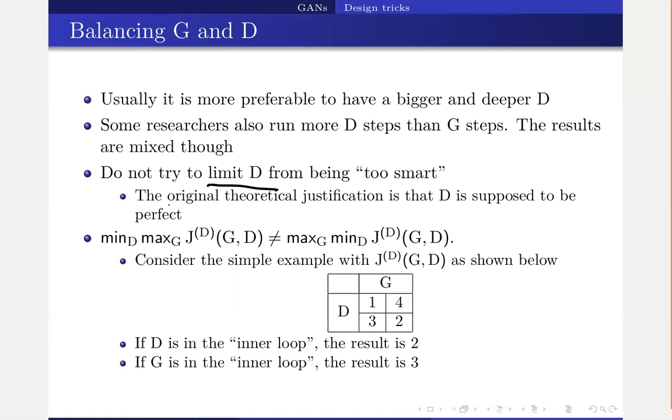Remember, the equilibrium we are interested in is actually the generator. We want the discriminator to be perfect. If the discriminator is perfect, then the only way you get a really good generator is if the generator generates something statistically indistinguishable from the real data, right? Therefore, we don't want to dumb down the discriminator.